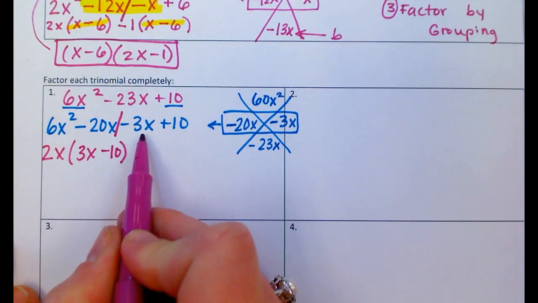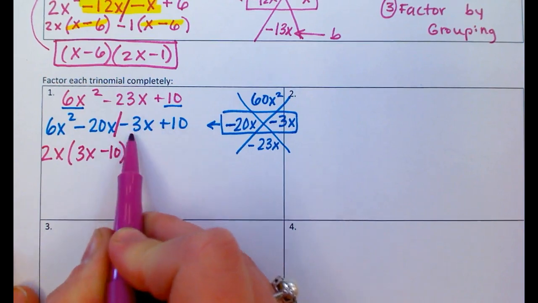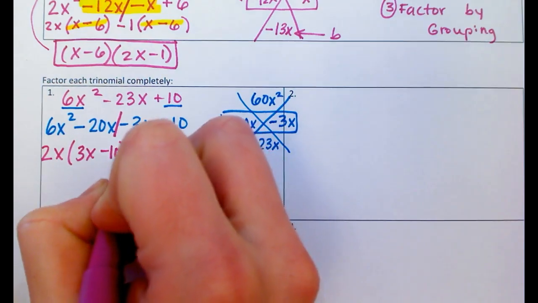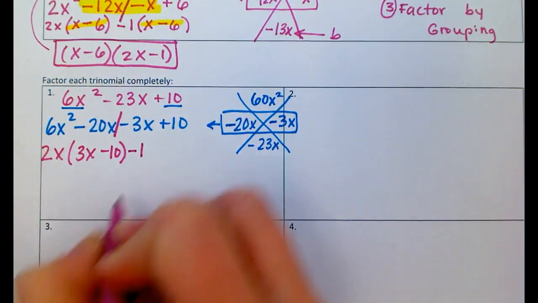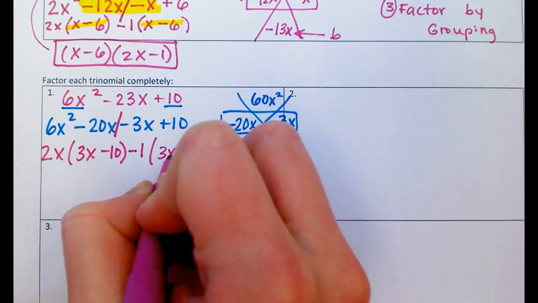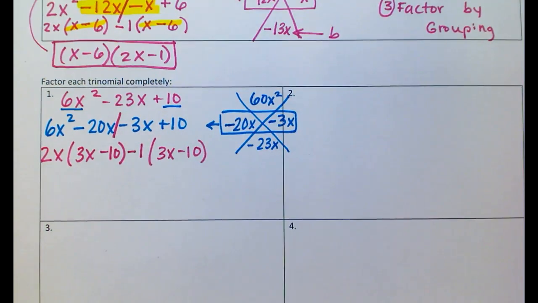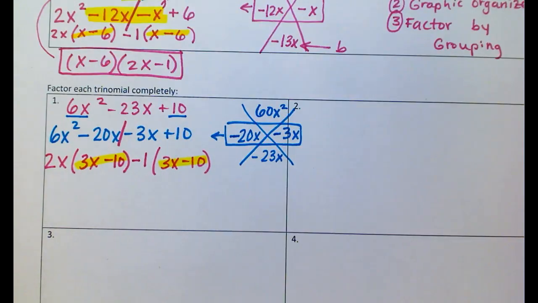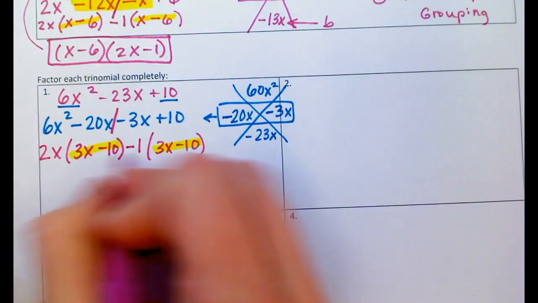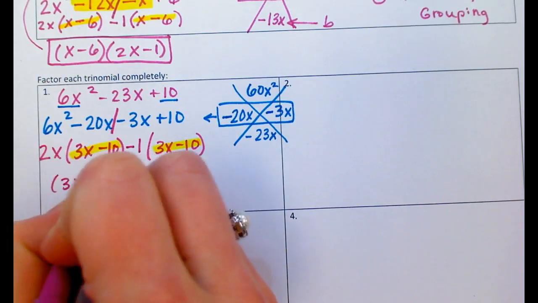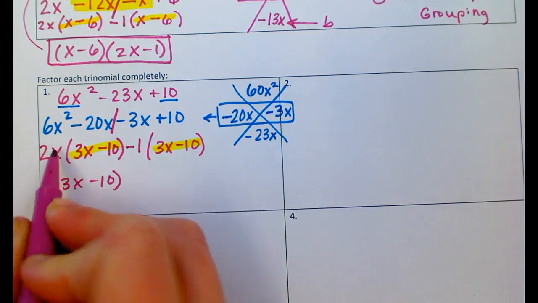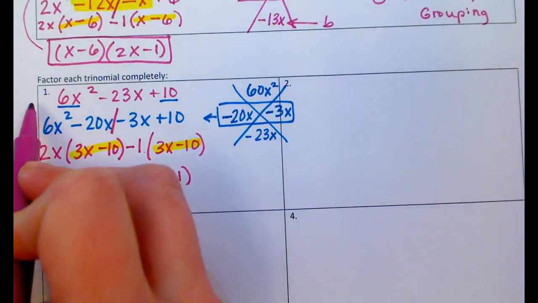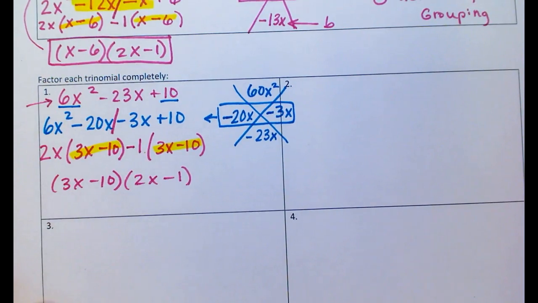Now the second one is very similar to the last one. We have the correct numbers, but we do not have the correct sign. So I'm going to factor out a negative 1, and this will leave 3x minus 10. These are matching, so we know we have done grouping correctly. And so my two terms will be the 3x minus 10 factors out, and what's left behind is 2x minus 1.